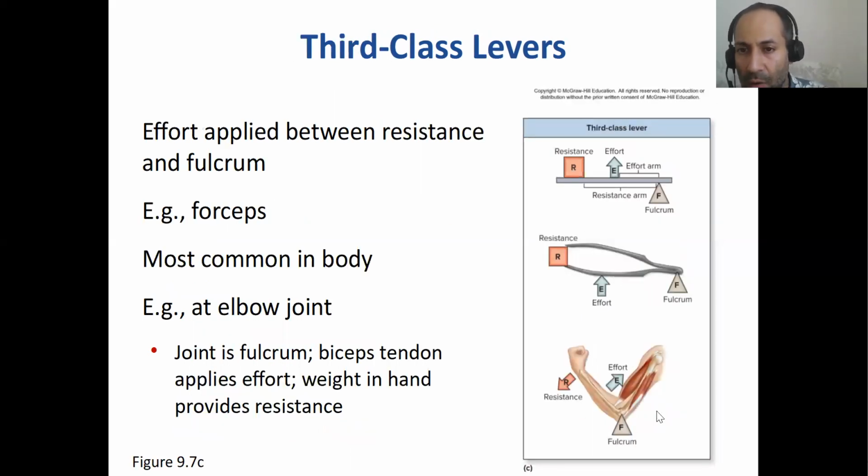Then third-class lever, and an example would be tweezers or forceps. So here is the effort arm that you press. The resistance is whatever object you're trying to hold with the tweezers. The fulcrum is all the way here.